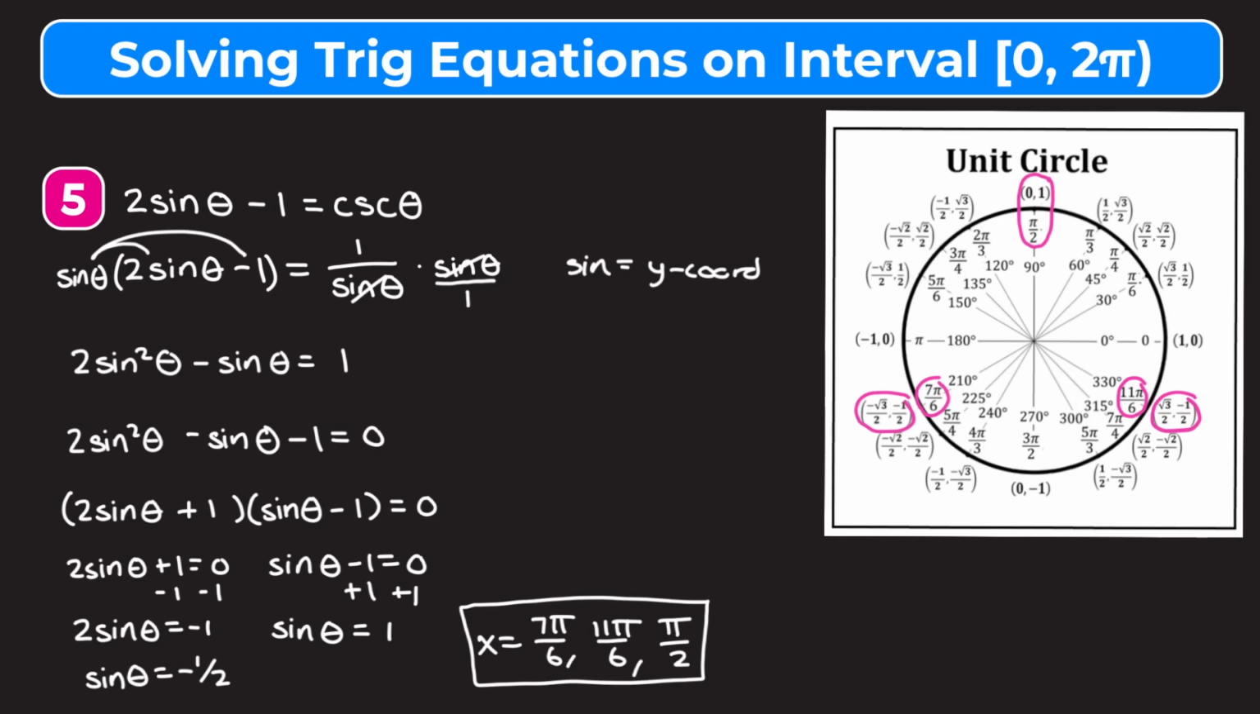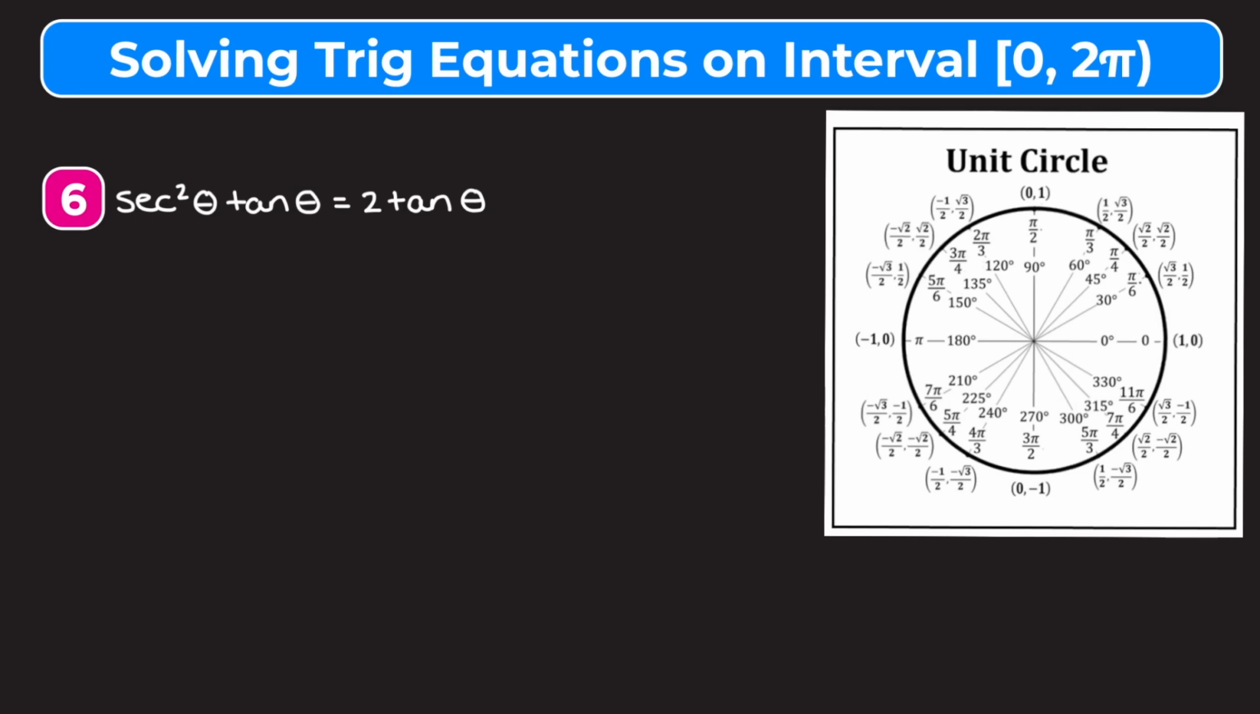Let's go through one final example where we have two different trig functions in one equation. So our last example is secant squared theta times tan theta equals 2 tan theta. So for this one, we're going to do something a little bit different than what we did last time. Because we only have two different terms, right? We have secant squared theta, tan theta on the left side, and we have 2 tan theta on the right, and they both have a tangent of theta in them. What we're going to do is get them to one side, and we're going to factor.